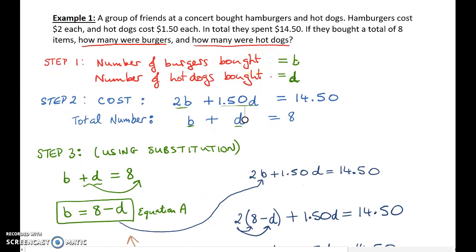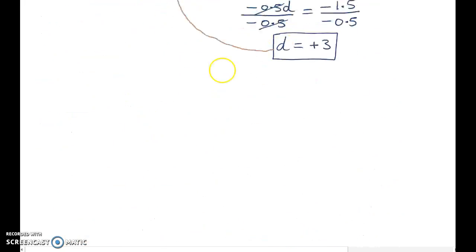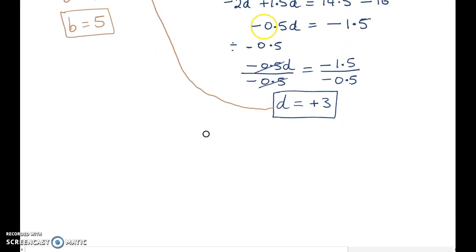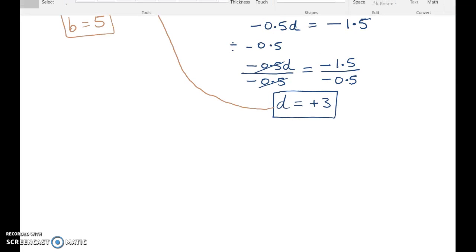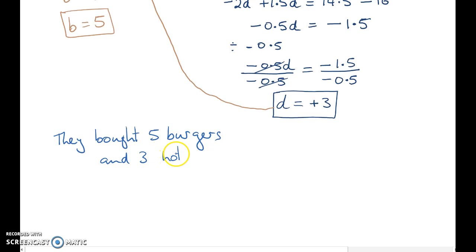And the question said, if they bought a total of 8 items, how many were burgers and how many were hot dogs? So b is the number of burgers, and that's 5. So they bought 5 burgers and 3 hot dogs. And that's it. Alright, thank you.